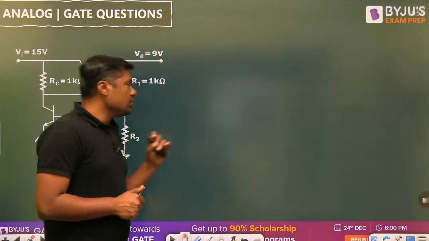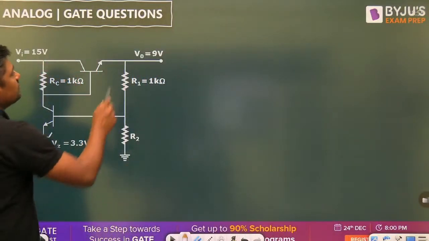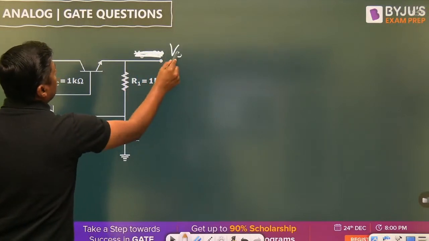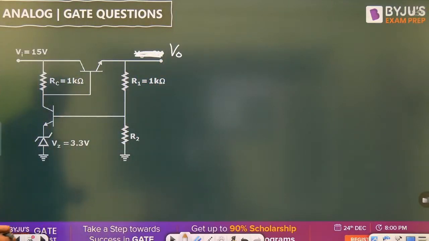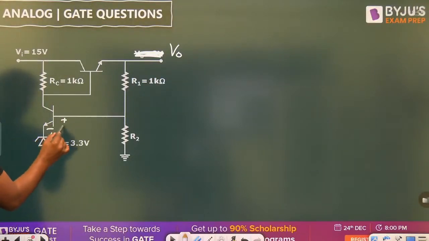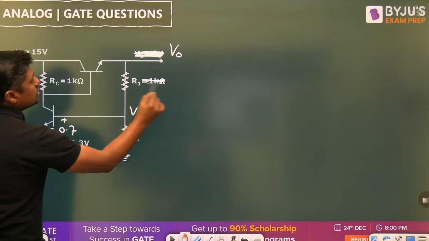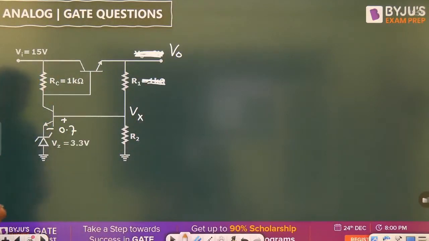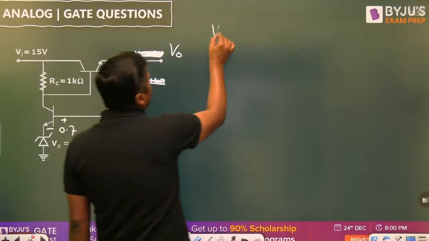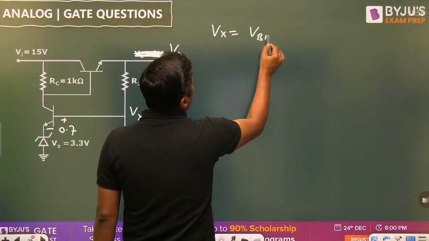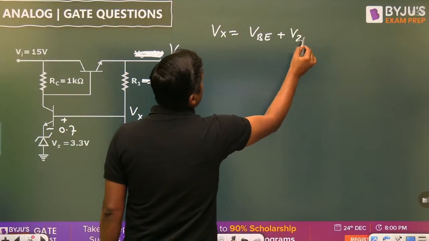Standard, no doubt R2 is asked, no problem, but sometimes V0 is not given. For example, what is the V0? Now in this case, first of all remember that the Zener diode is given, 0.7 is given, then Vx is given, R1 and R2 are given. So first of all find Vx. So Vx will become VBE plus VZ. That is constant.